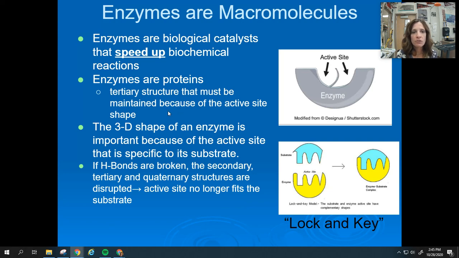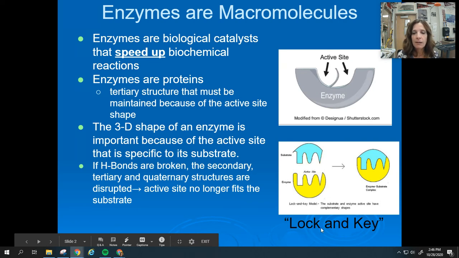So the tertiary structure has to be maintained so that the active site can keep its shape. So if you look here, the active site is where the substrate fits into the enzyme, and they're very specific, which takes into account that there's only one substrate that fits in each enzyme, so they're specific, and that's sometimes called the lock and key model of enzymes.